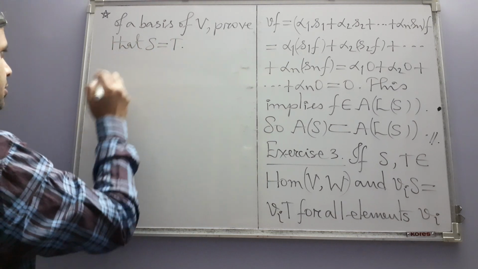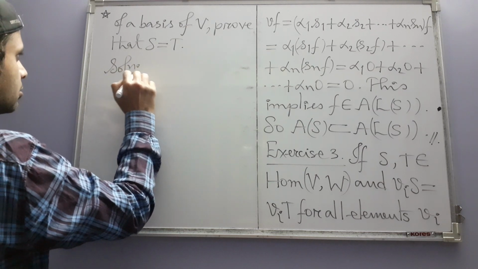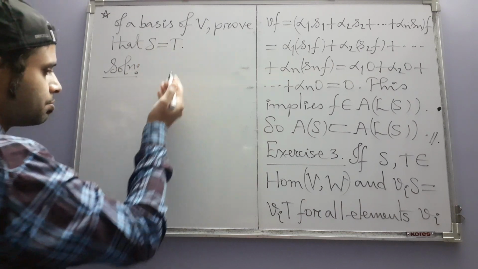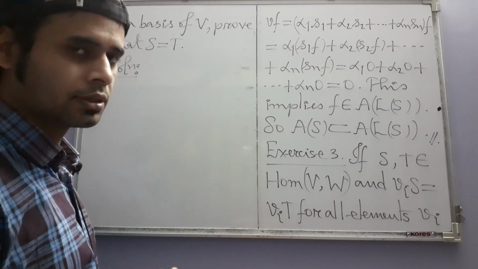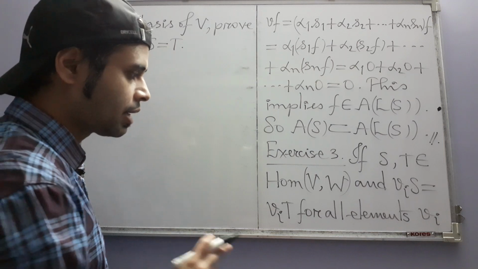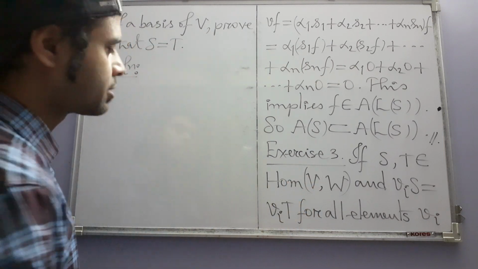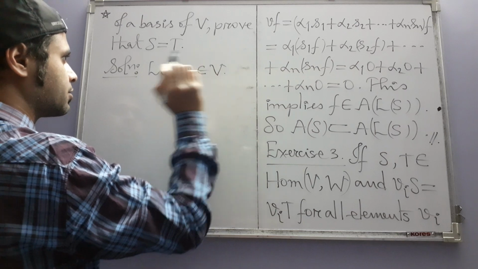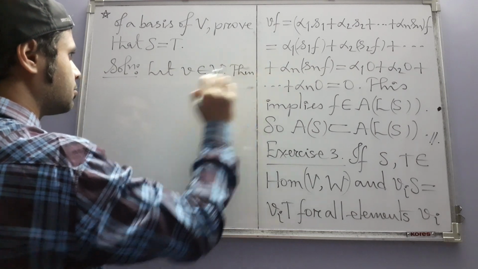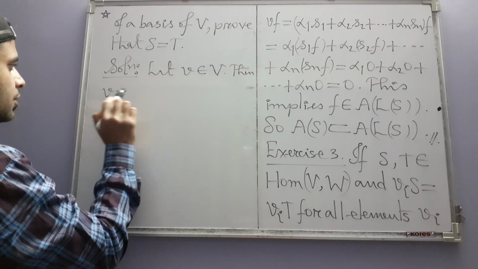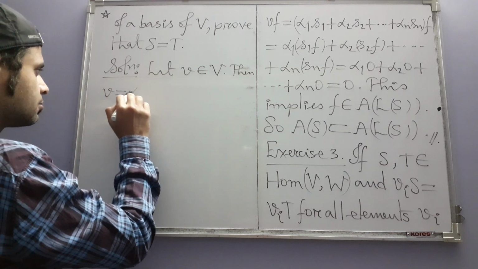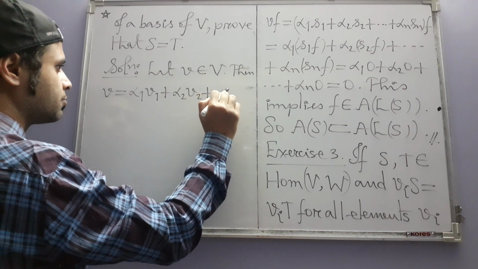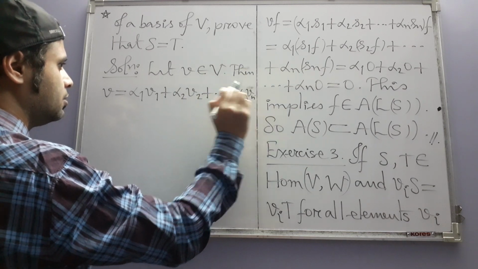This is almost obvious, but still for the sake of completion, let's write a solution. So we need to prove that S and T are equal as functions. So that means they must have identical effect on every vector from V. So let's take one vector. Let V be any vector in V. Then V is a linear combination of basis vectors, say alpha 1 V1 plus alpha 2 V2 plus alpha n Vn.